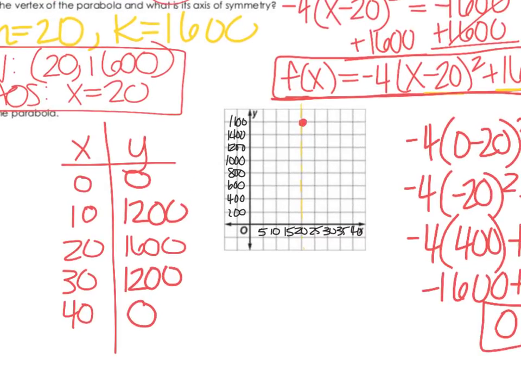Now we have an idea of what our graph's going to look like. So we've got our vertex. We know there's a point (0, 0), (10, 1,200), (20, 1,600), (30, 1,200), and (40, 0). And there is our parabola. And we just graphed the parabola.